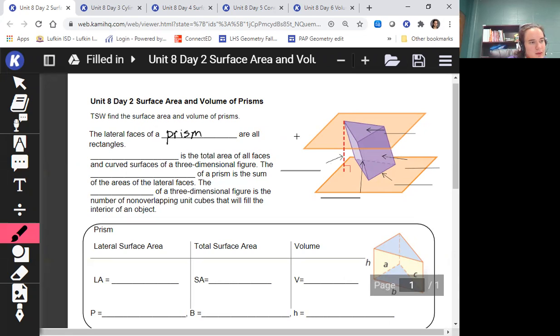So in our triangular prism over here, our lateral face is this rectangle right here. And we do have lateral edges. It's where two of those rectangles connect.